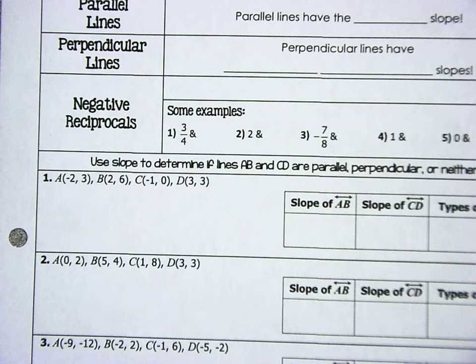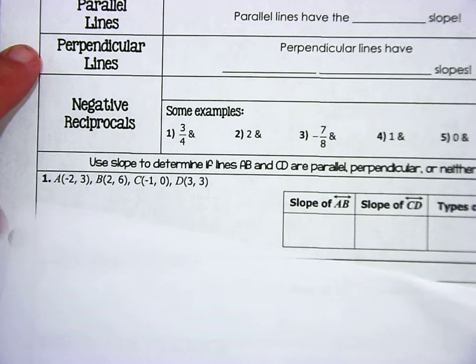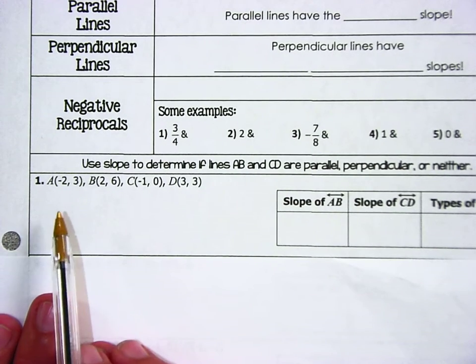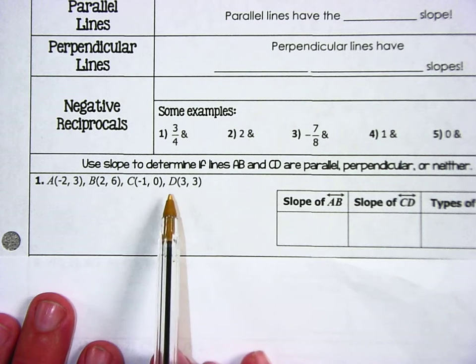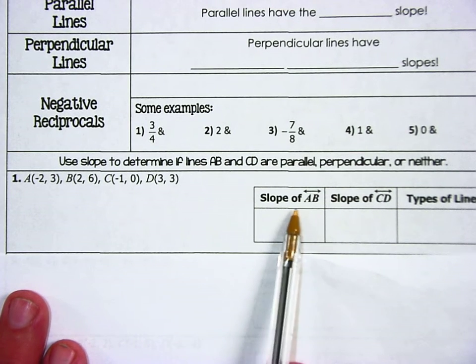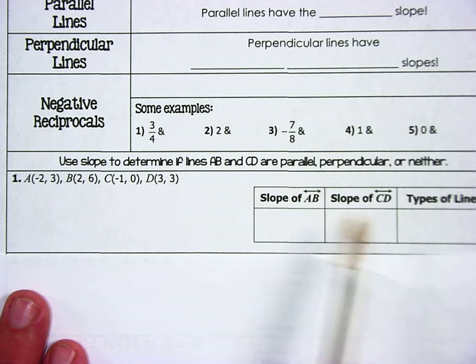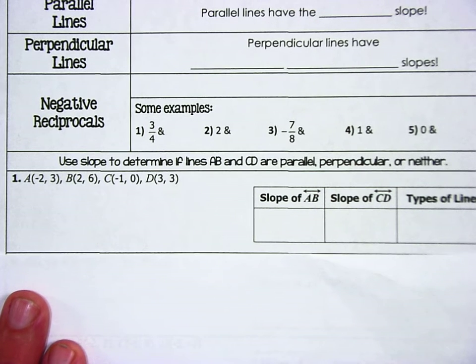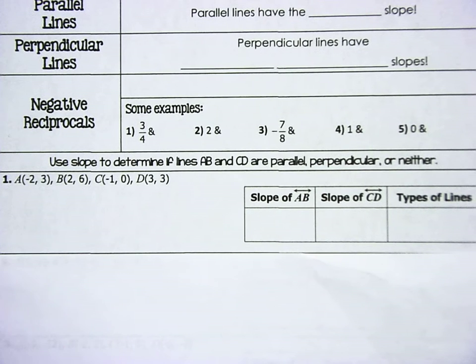So let's look at this example 1 here. They gave you 4 ordered pairs: A, B, C, and D. And over here, all I want you to do is find the slope of line AB and the slope of CD, and then we're going to compare and see what we get: parallel, perpendicular, and all that. This is not bad at all.